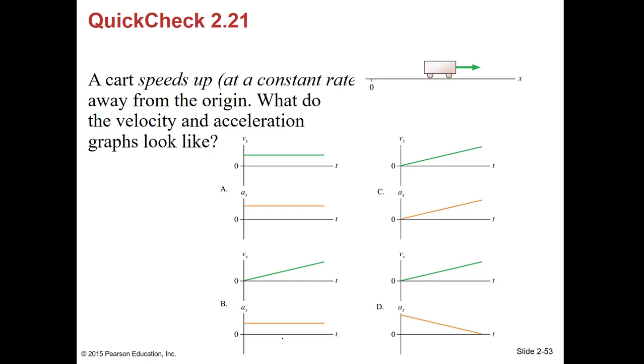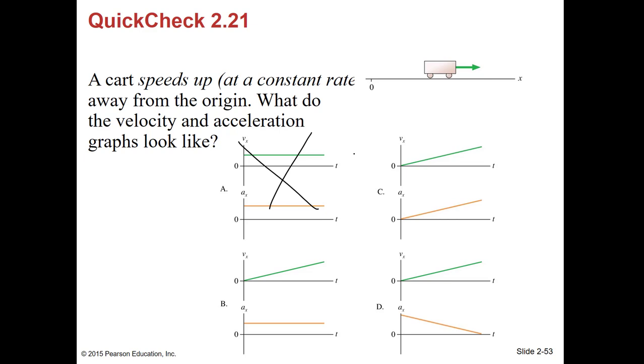Here's another one. A cart speeds up at a constant rate away from the origin. Okay, so speeding up, it's moving away from the origin. The velocity is positive and becoming more and more positive. Let's see if we could weed any of these out. Can't be this one. That one's telling us that the velocity is constant. And they tell us in the problem it's getting faster and faster. Okay, so it could, just based on velocity, be B, C, or D. The velocity is correct for all of those.